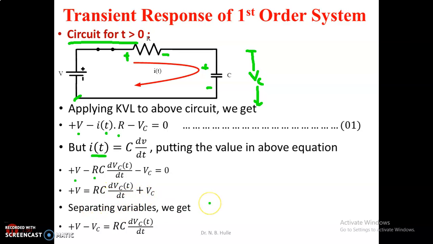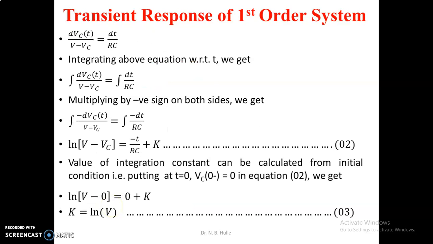Now we will separate the variables. We are shifting this Vc to this particular side. It will become V minus Vc, which is equal to RC dVc of t upon dt. Now if we shift this to the other side, it will become dVc of t upon V minus Vc, which is equal to dt upon RC, as shown on the next slide. Now we will integrate this equation on both sides.